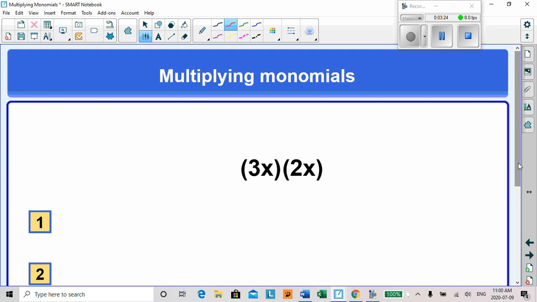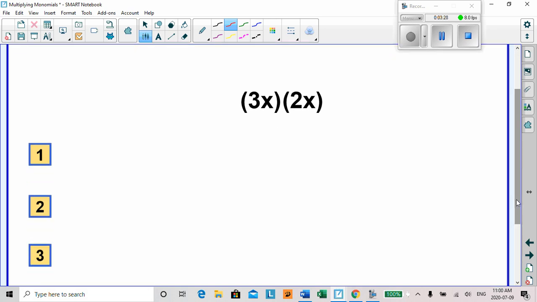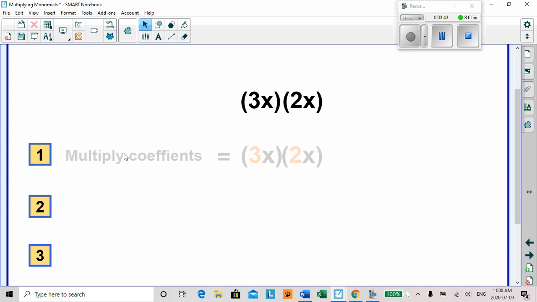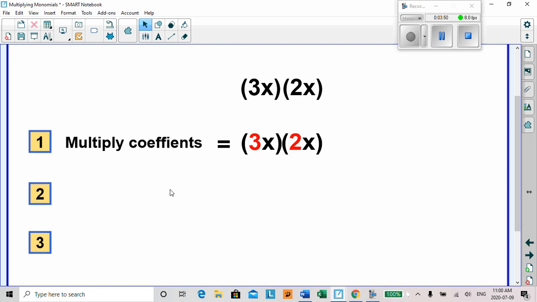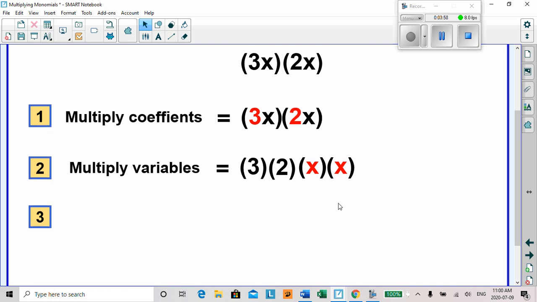Now let's multiply monomials. So what we have here is 3x times 2x. When it's squished together like this, it means that those 2 things are multiplied together. So what we do is we multiply the coefficients. The coefficients are the 3 and the 2. They get multiplied together. And we multiply the variables. So the x's get multiplied together. So what does that give me?